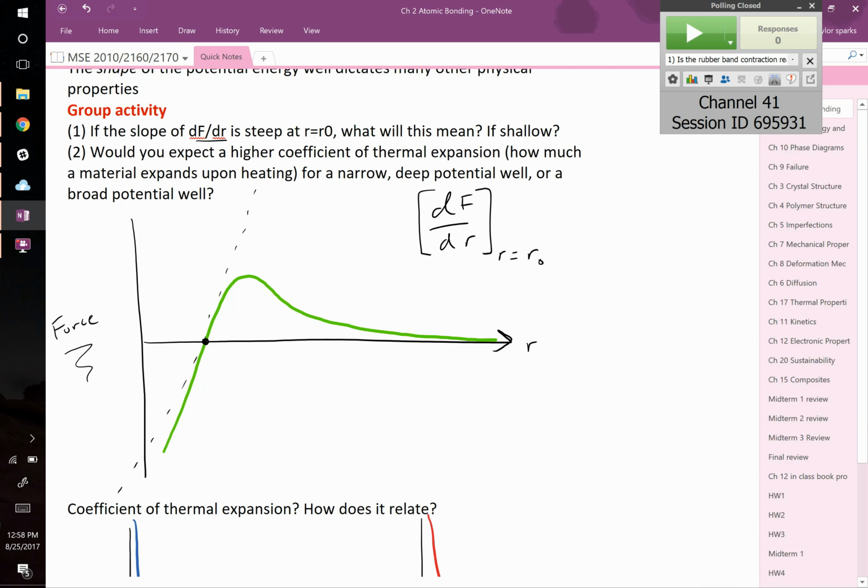This right here, this dashed line, since it's intersecting this green line only at one point, and that point is at r equals r naught, then that is dF/dr, the derivative of the force expression evaluated at r equals r naught. And the slope, basically, of that is our Young's modulus.